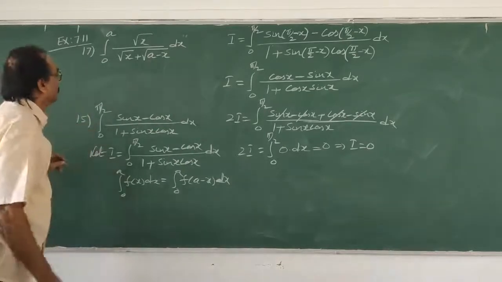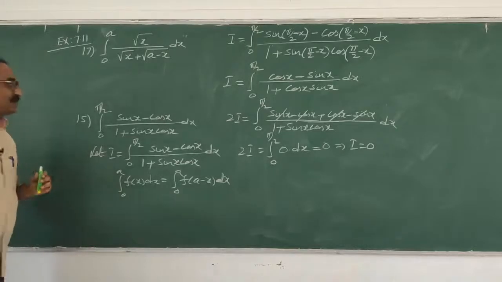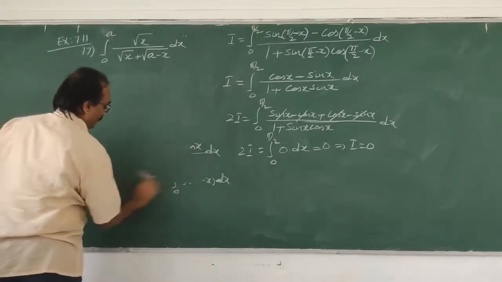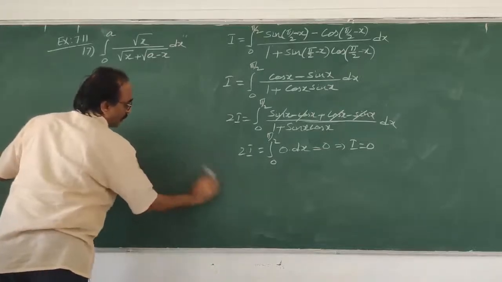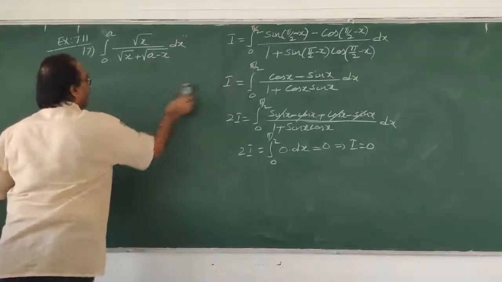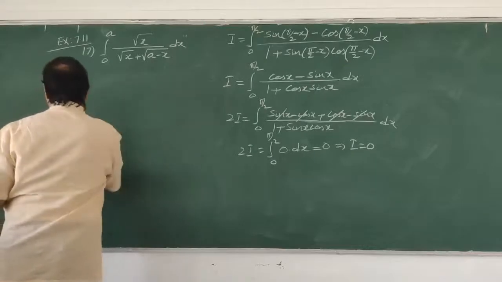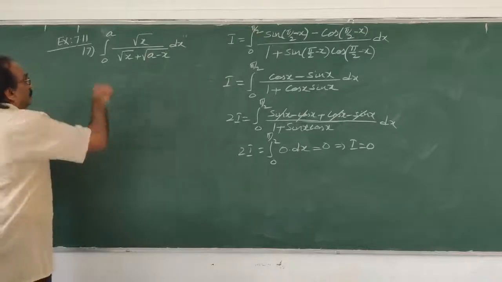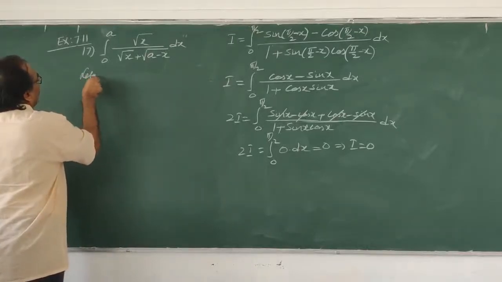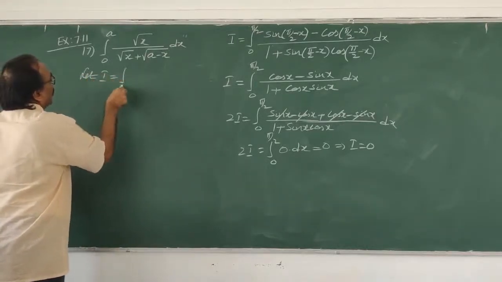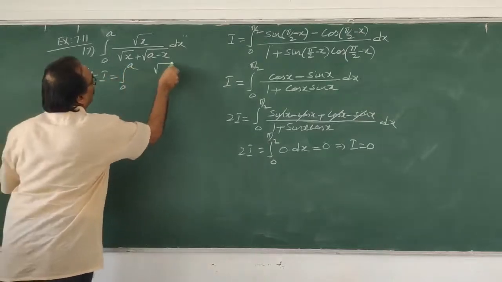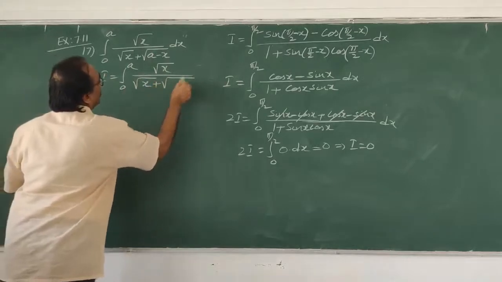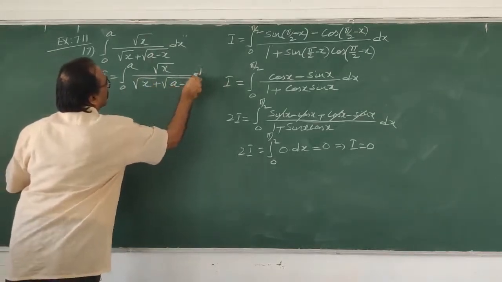Okay, my dear students. So, story is same. First of all, we should say that I is equal to. Next, property. Each and every problem I am writing means you should also write like that. Every problem, whatever the property is there, you should write. You should not leave it. So, first of all, let I is equal to integral 0 to a root x by root x plus root of a minus x dx. That is the first point.